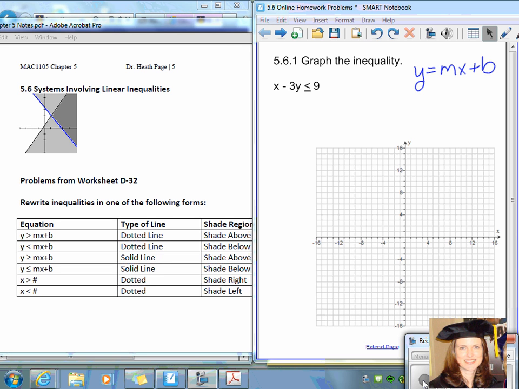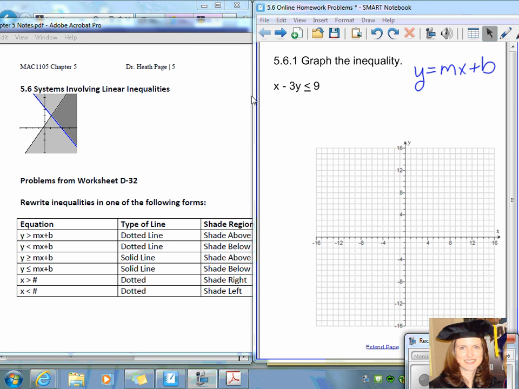Okay, for the very last section that we cover in college algebra, chapter 5, section 6, we are graphing inequalities, systems of inequalities. And the first question, we're asked to graph the inequality x minus 3y is less than or equal to 9.